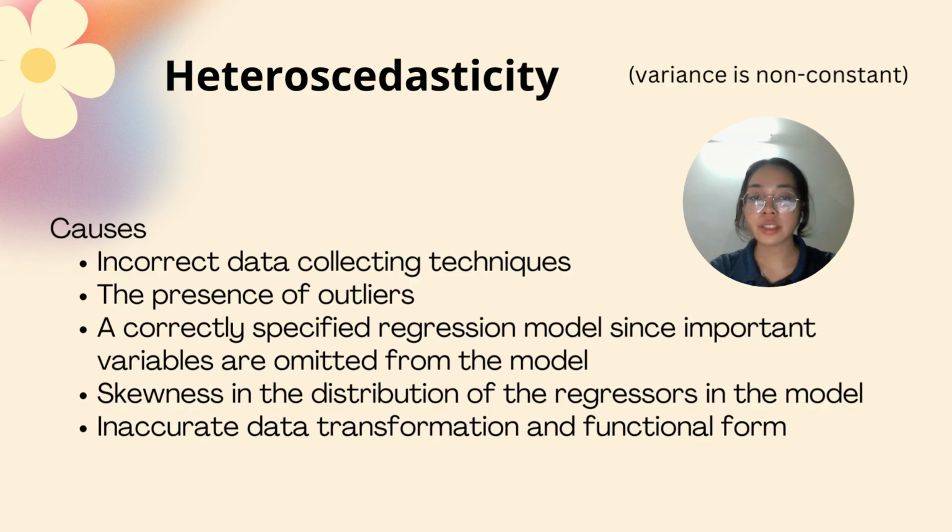The conditional variance of y rises when x rises due to a phenomenon known as heteroscedasticity. Heteroscedasticity is present because the variances of y are not equal, or what we know as non-constant. Incorrect data collecting techniques, the presence of outliers, an incorrectly specified regression model because significant variables are being left out of the model, skewness in the distribution of the regressors in a model, inaccurate data transformation, and functional form are a few causes of heteroscedasticity.